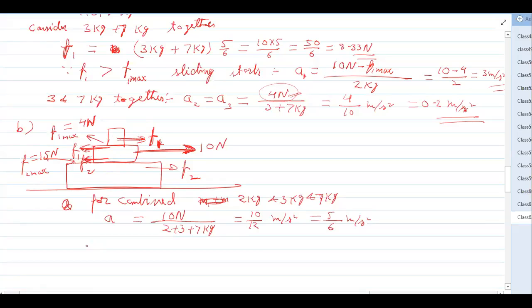So now we will check. F1 is trying to move the upper object. So F1 will be equal to, this is for 2 kg, the 2 kg into acceleration 5 by 6. So that is coming 10 by 6. So that is how much? 10 by 6 means 1.67 Newton. So this is less. F1 is less than F1 max. So this is possible. The upper one will not slide. The 2 kg does not slide.